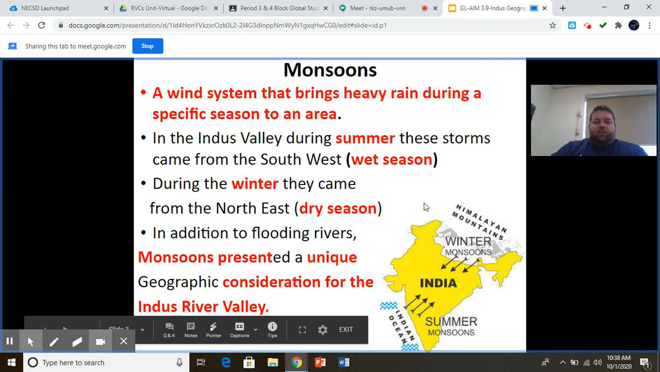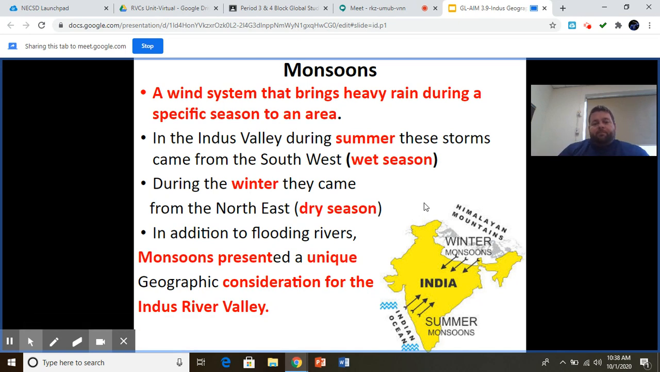So the wet season in the Indus River Valley is literally just rain the whole time, on and off pretty steadily for months. And then in the winter, it flip flops, right? The winter is the wind systems; those winter monsoons come from over the Himalaya mountains, and they bring very, very dry air.